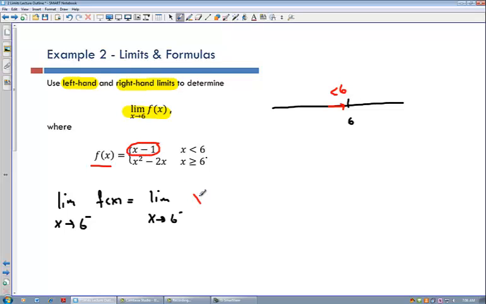And so I'm going to use x minus 1, which is equal to, and of course the idea is just plug in the number and see if it makes sense. So let's plug in 6, and I get 6 minus 1, which equals 5, which makes perfect sense. So that's my left-hand limit.